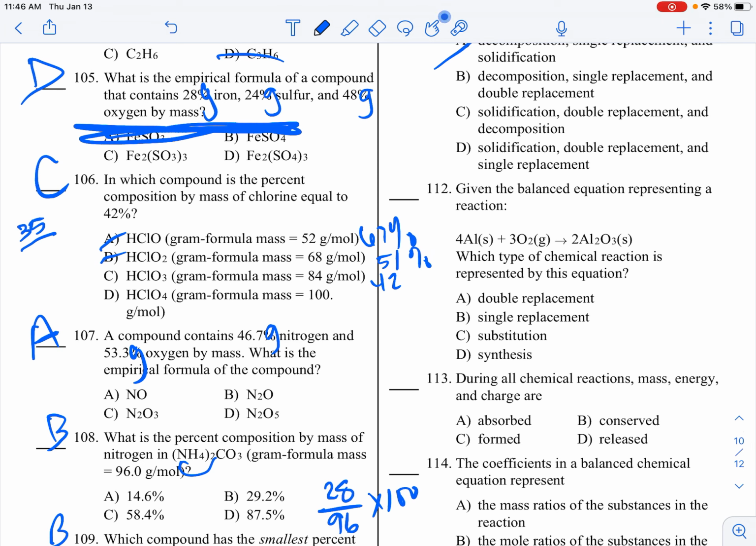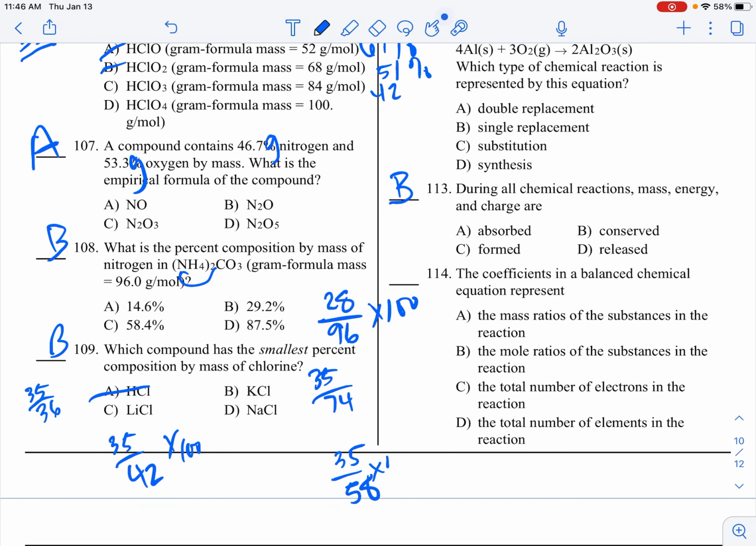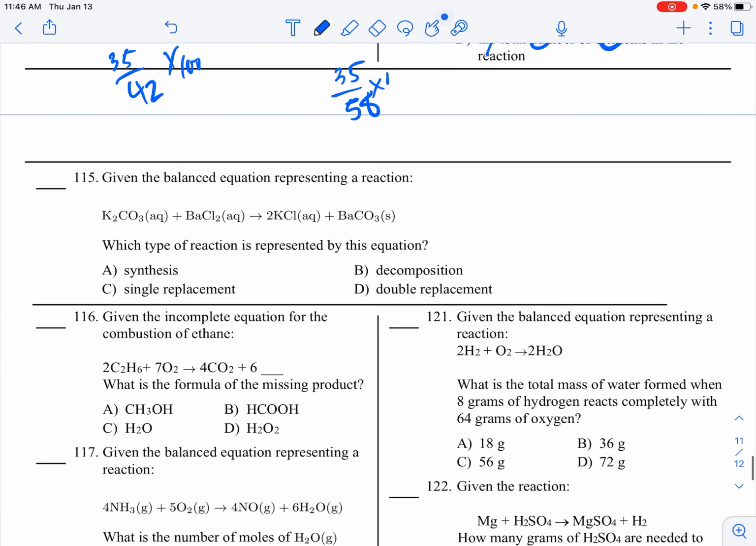What is this? It looks like we've got 2 simple things coming together. It's called a synthesis or a combination reaction. During all chemical reactions, everything is conserved. The coefficients in a balanced chemical equation represent not the mass ratios, but the mole ratios. We were talking about that earlier. Total number of electrons? No. What kind of reaction? This looks like we've got 2 do-si-dos. This is a double replacement.